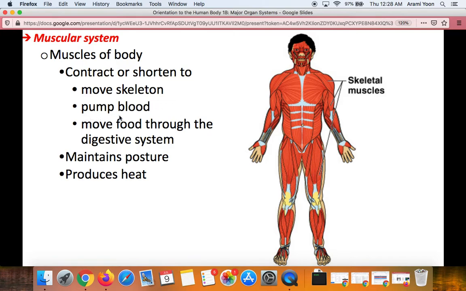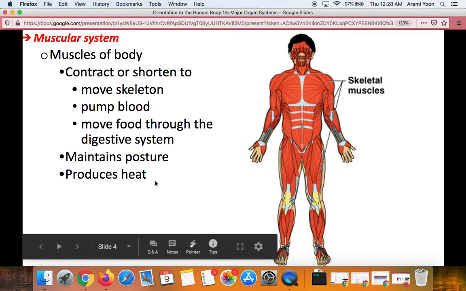You also have muscles in your blood vessels and in your heart that enable you to move blood throughout the body. And then you have more muscles in your esophagus and your stomach and your intestines that move food through the digestive system. In addition to moving stuff around, the muscular system also helps you to maintain your posture and produce heat.